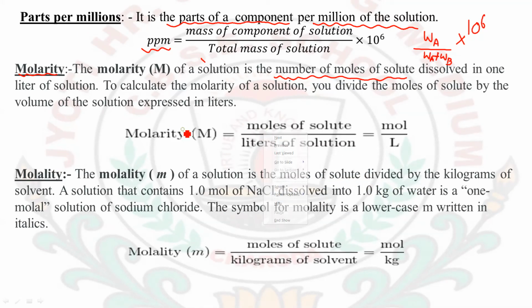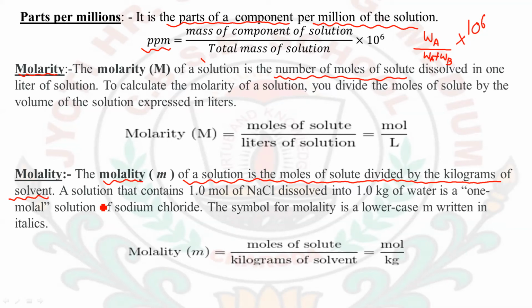Next is molality. Let's see first the definition of molality, then I will give you the note about molarity and molality. The molality of a solution is the moles of solute divided by the kilograms of solvent. Here you have to use the solute only. As we are giving the definition here: molality is the number of moles of the solute dissolved per 1000 grams of the solvent. So here solute and solvent are directly given.